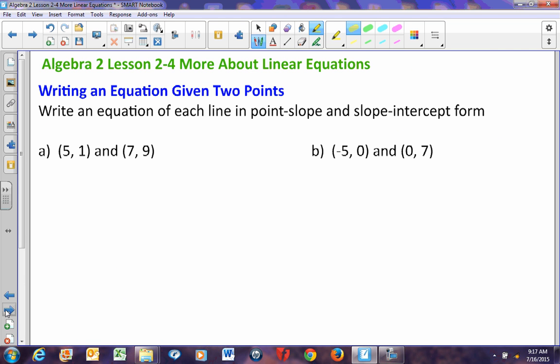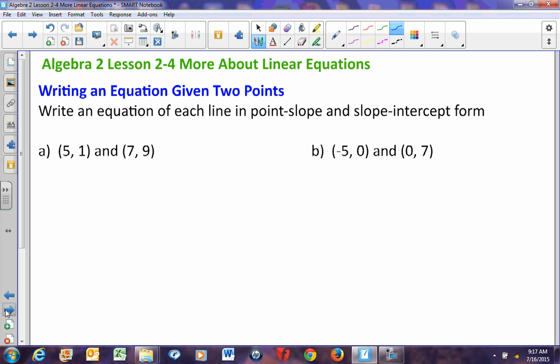Now, if you're given 2 points and you need to write an equation, again, you can write it in point-slope form and slope-intercept form. The difference is if you write it in point-slope form, depending on which point you use, there could be 2 different equations, which is why I prefer slope-intercept form, because it doesn't matter which point you choose. Slope-intercept form will always be the same, regardless of which point you choose.